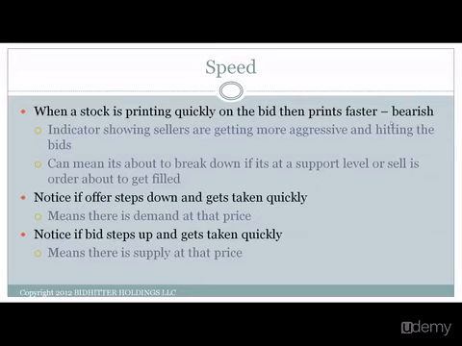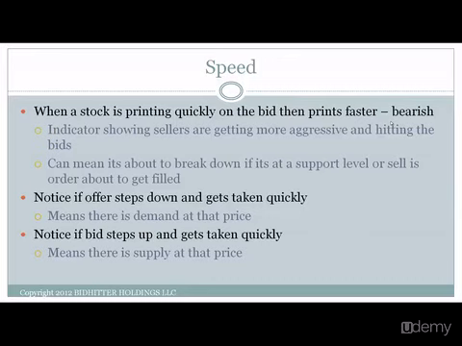And the opposite: when a stock is printing quickly on the bid, then prints faster, that's bearish. It indicates that sellers are getting more aggressive, and they're hitting the bids. It can mean that it's about to break down if there's a support level, or a sell order is about to get filled.